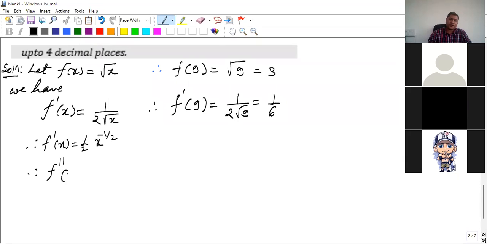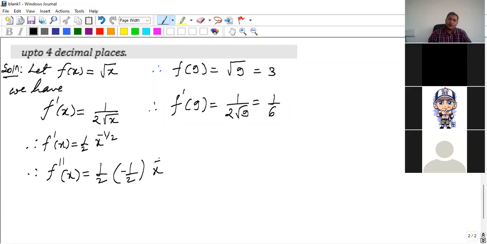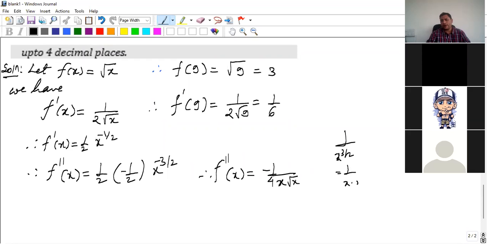Okay, so we want to find f double dash of x. So I'm having half, then I'll have minus half, and I'll be having x raised to minus 3 by 2. So f double dash of x is equal to minus 1 by 4, and this is x raised to 3 by 2 in the denominator. So it will be x root x. When you have x raised to 3 by 2, that means it is going to be 1 upon x and x raised to half. So it will become 1 upon x root x. Is that okay?